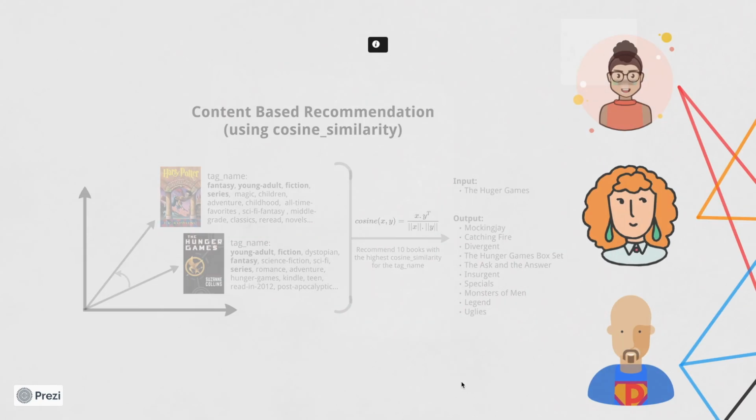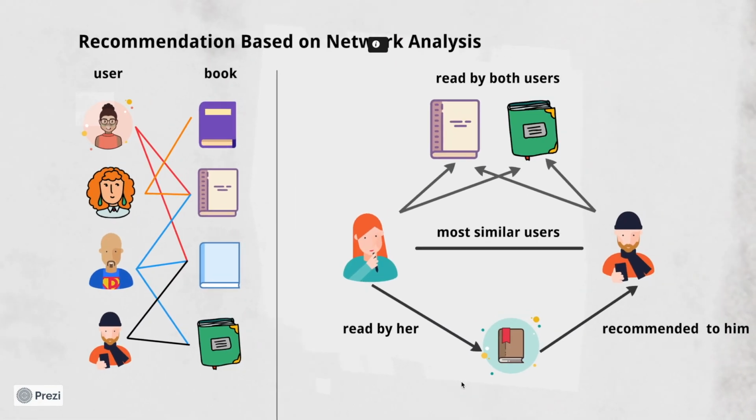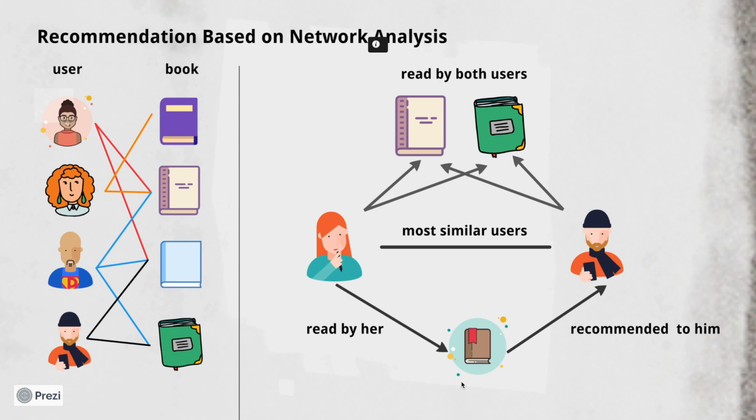Let's move on to recommendation based on network analysis. We use a bipartite graph to model the situation, representing each user and each book by a node, and drawing a link from user A to book B if user A has read book B. Our main idea is that a book is relevant for me if other similar people like it. A person is similar to me if they like books that are relevant to me.